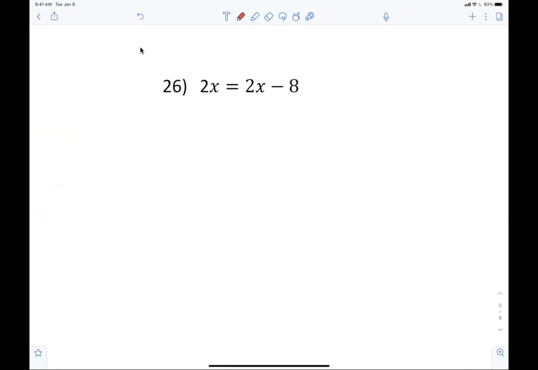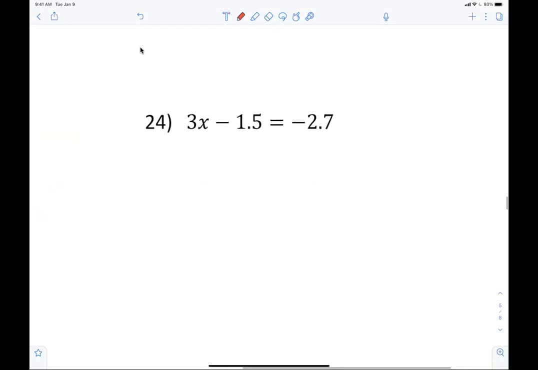All right, what's wrong with 26? No solution, right? 2x cannot equal 2x minus 8. Just not possible. No solution. All right, I'm expecting you guys to look at that and say no solution. All right, here we go. A couple decimals. I think there's one on the test tomorrow.